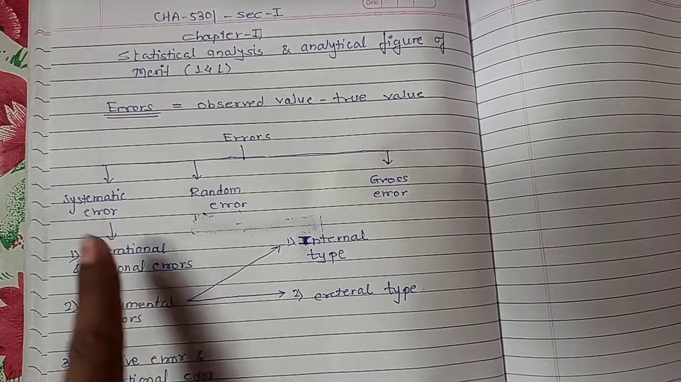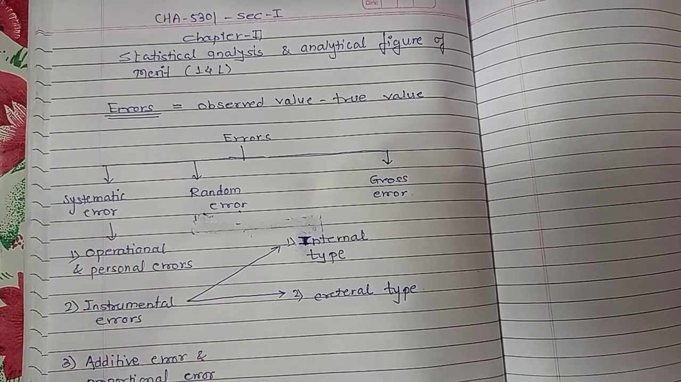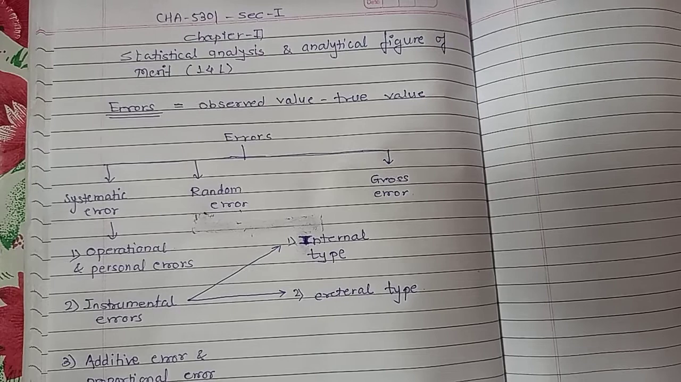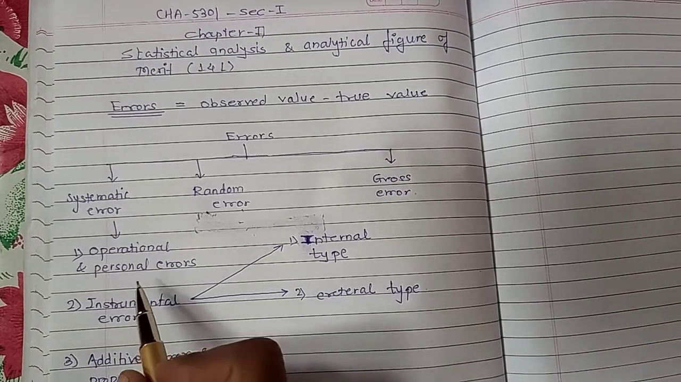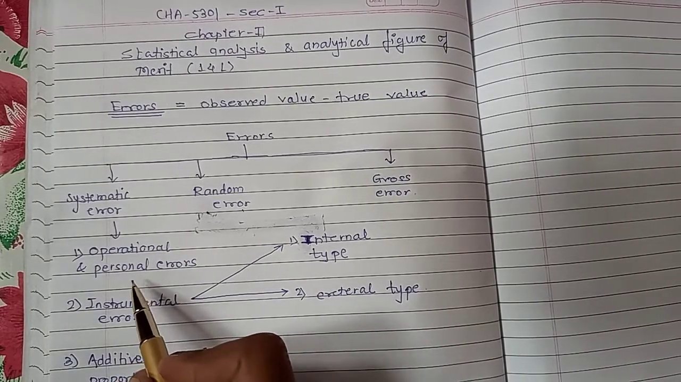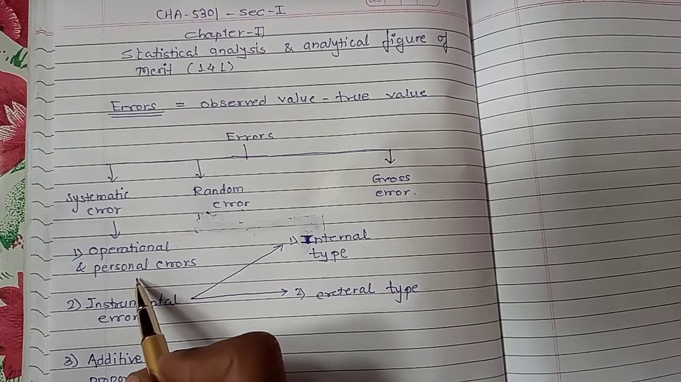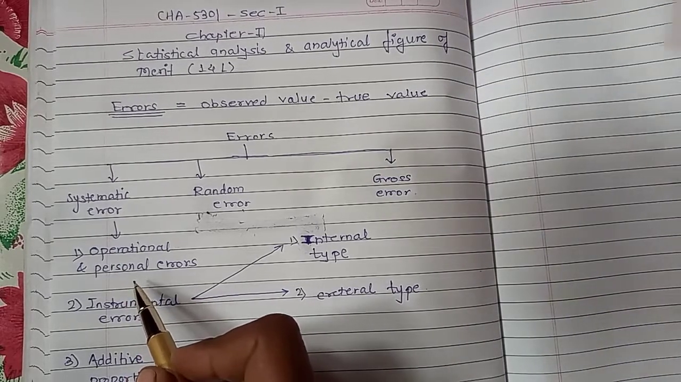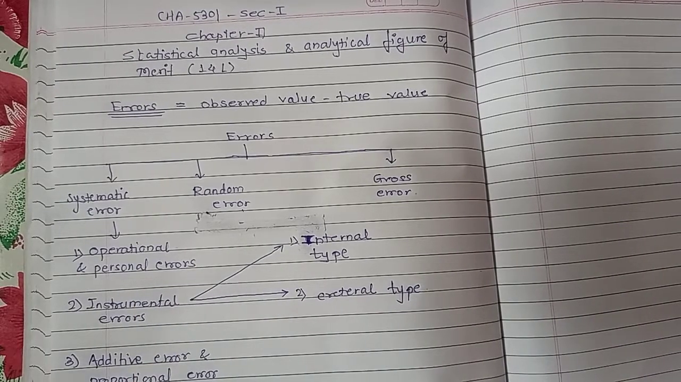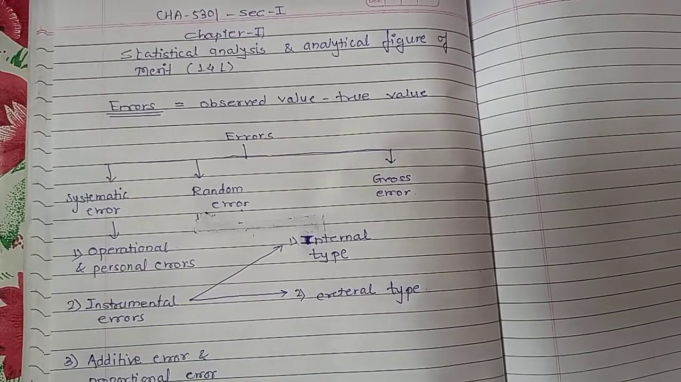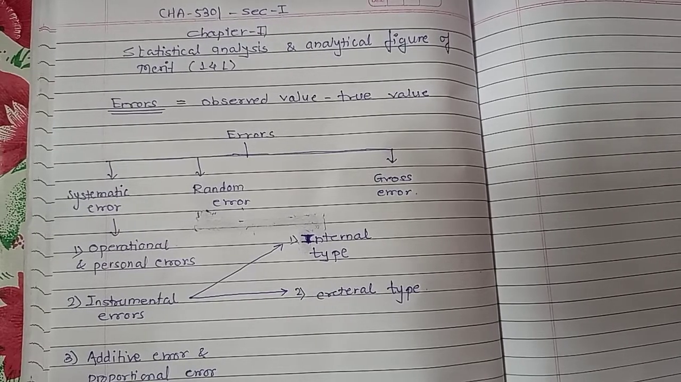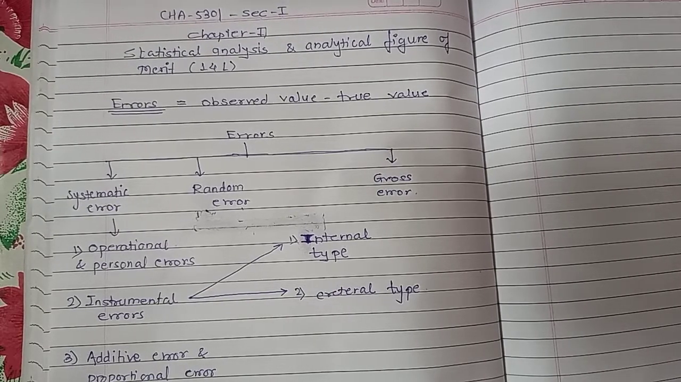Firstly, in a systematic error, the operational error and personal error are due only to the analyst. Here only the person, the analyst or the student who is performing the experiment, is responsible for the error. Operational errors and personal errors are as follows.